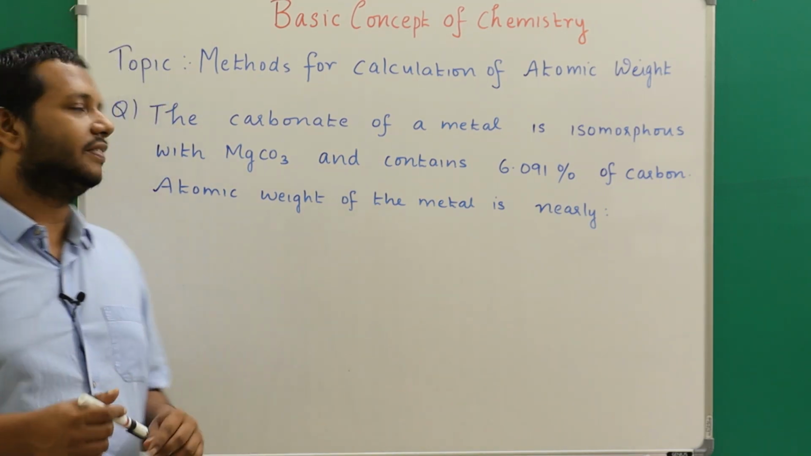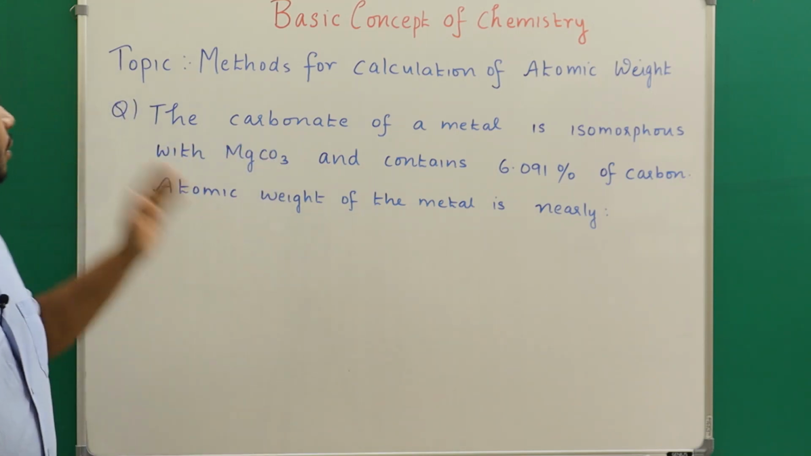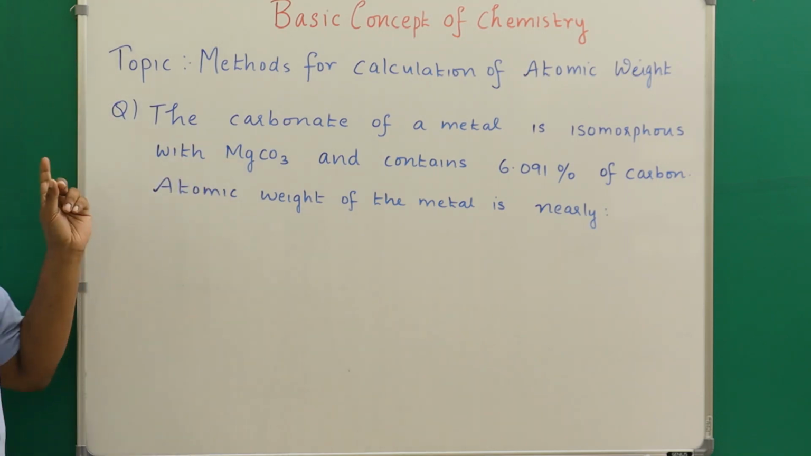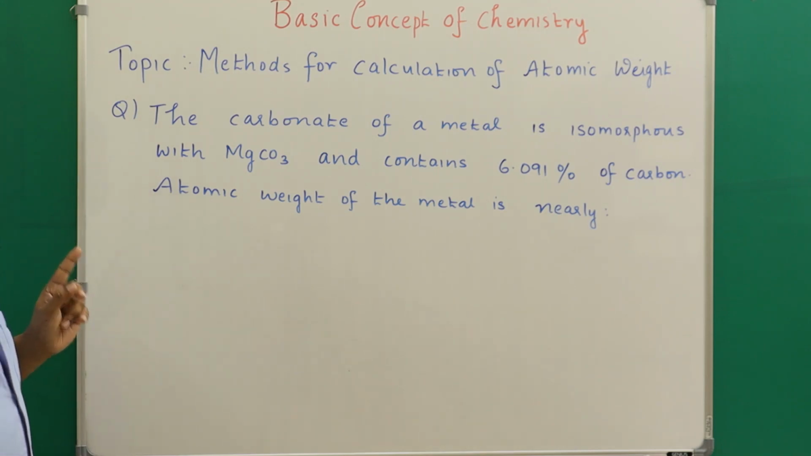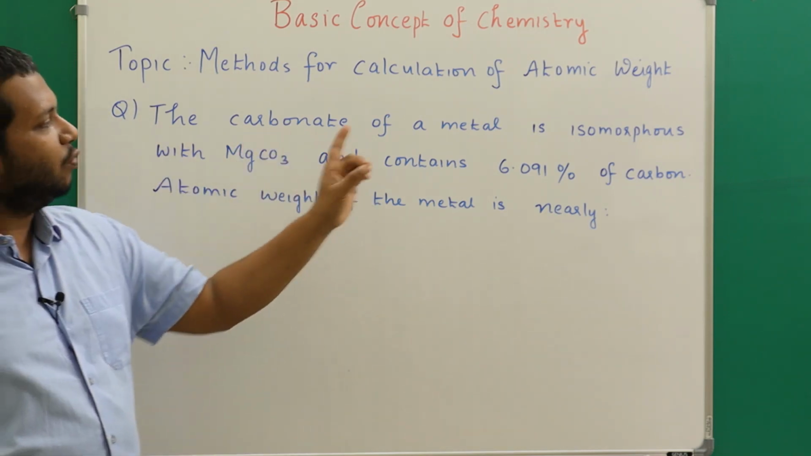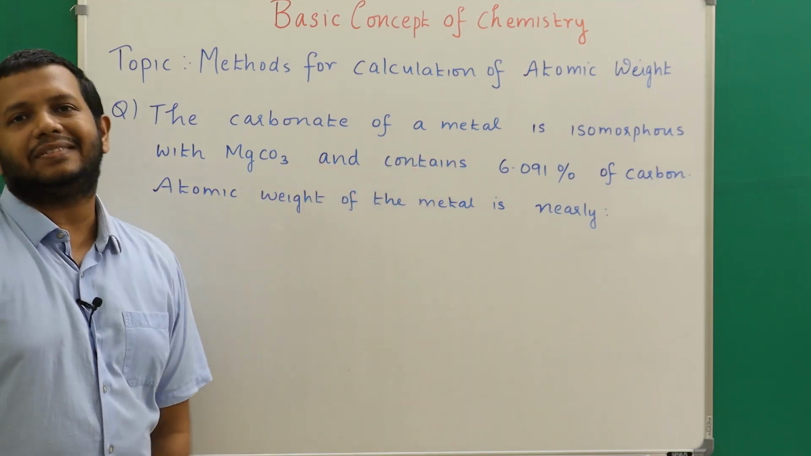Hi students, let's see one more question from the concept of the law of isomorphism. I hope you could see the question. Just read the question. The carbonate of a metal is isomorphous with magnesium carbonate, MgCO3, and contains 6.091% of carbon. The atomic weight of the metal is nearly?